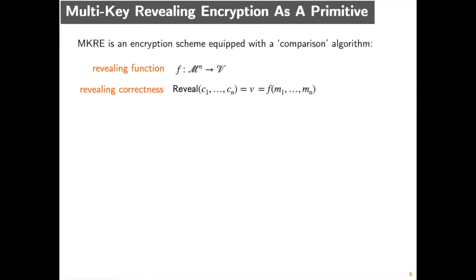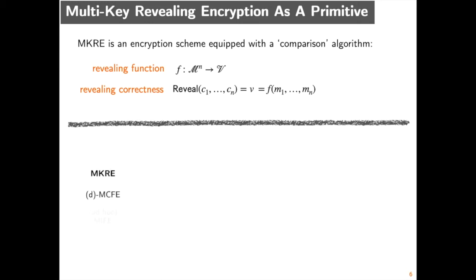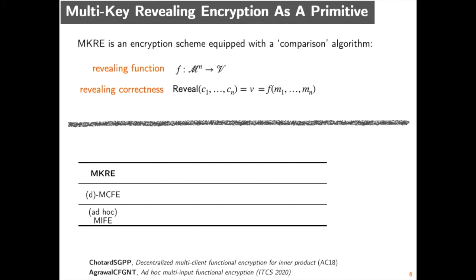This property of having a comparison algorithm is actually shared with other primitives, for instance, searchable encryption, predicate encryption, functional encryption. But in this small table, I will only focus on primitives that have some multi-key functionality. So I will be comparing multi-key revealing encryption versus decentralized multi-client functional encryption and ad hoc multi-input functional encryption.